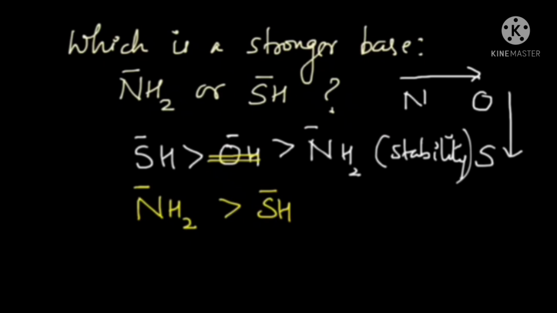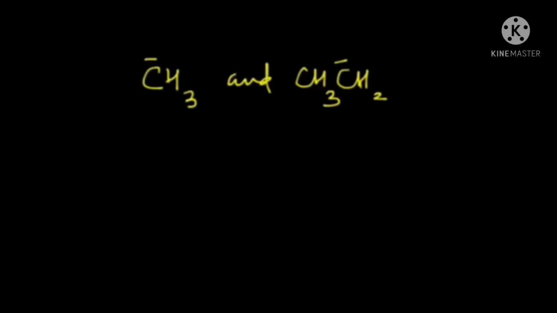But if there is a question like this, CH3 minus and CH2 minus, which is a stronger base? Now, in both of these species, the atom carrying the negative charge is a carbon atom. So we cannot use the first factor, that is the atom carrying a negative charge, to decide the order of acidity or basicity. So in the next video we will take a look at how we decide the order of acidity or basicity when the atoms are different.